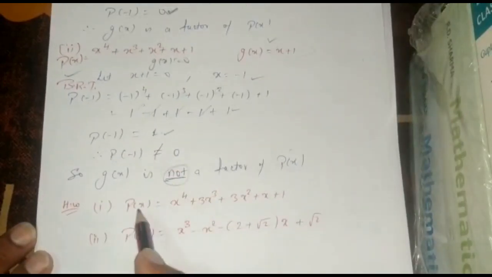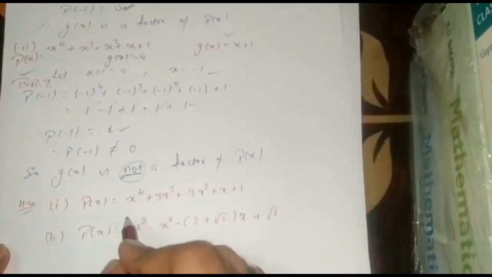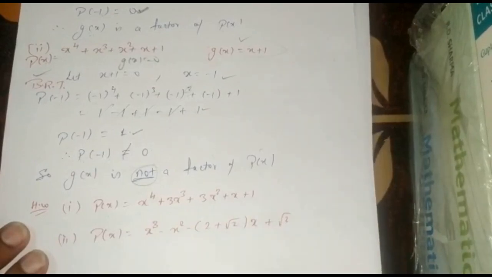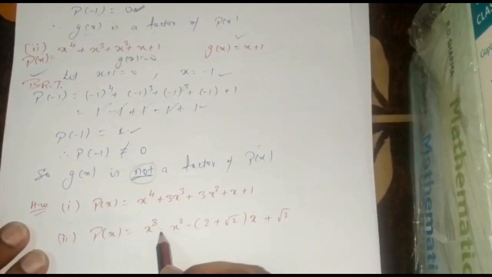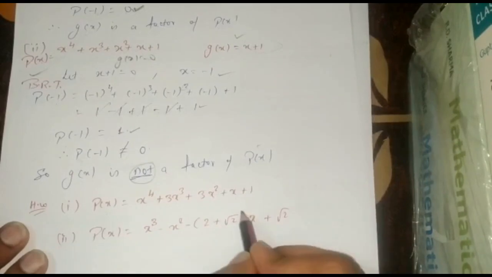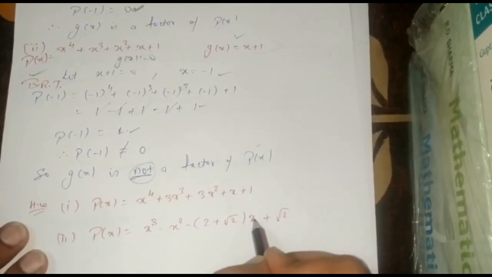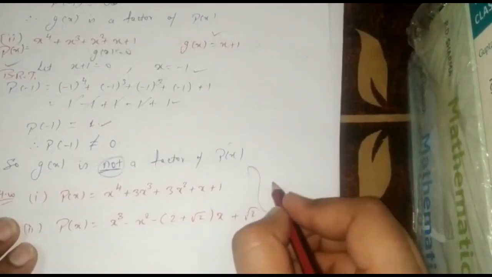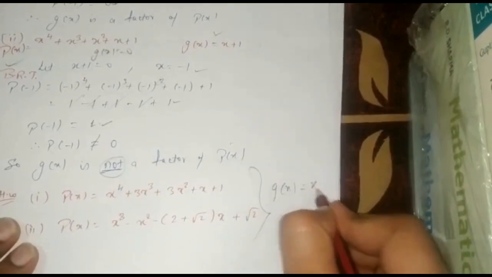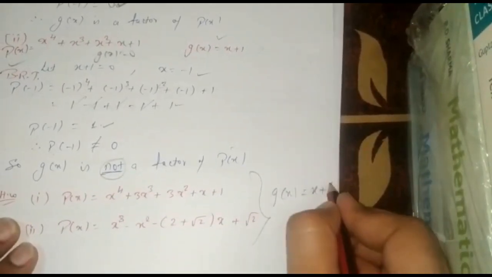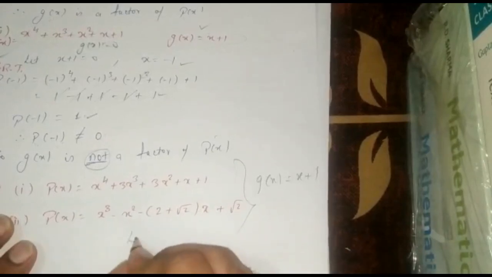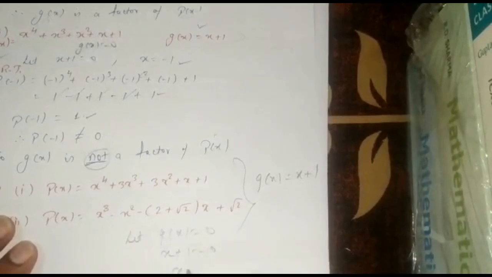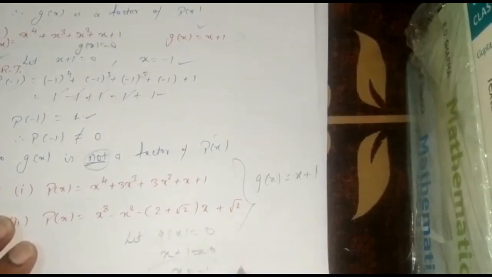And here you have two homeworks. P of x is equal to x to the power 4 plus 3x cube plus 3x square plus x plus 1. And the second question is p of x is equal to x cube minus x square minus (2 plus root 2) in brackets, and x plus root 2. For both the questions you have the same g(x), that will be equal to x plus 1. So what you have to do, let g(x) be equal to 0, that means x plus 1 will be equal to 0, which gives x equal to minus 1.